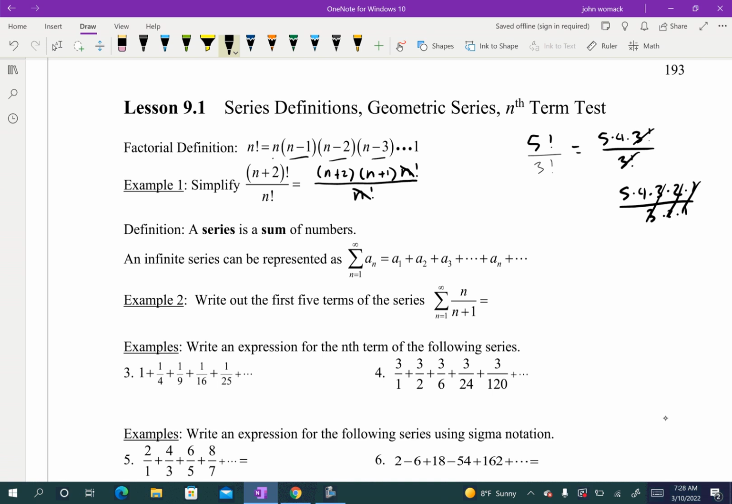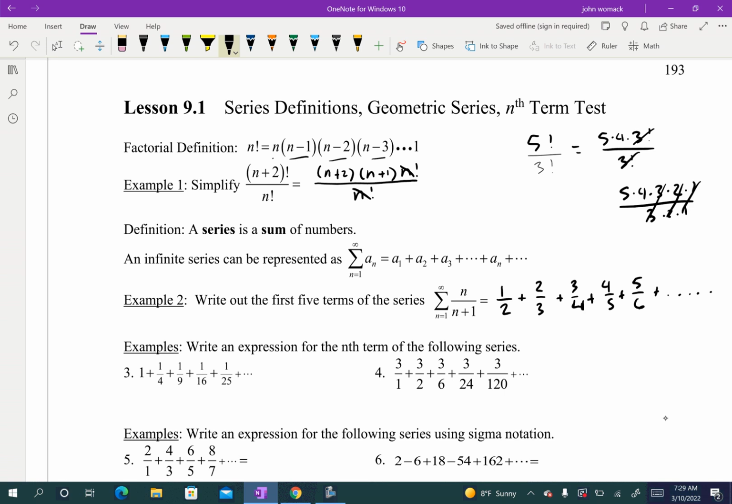Example 2 says write out the first 5 terms of the sequence. If I plug in 1, I would get 1 over 2. If I plug in 2, I'd get 2 over 3. Plug in 3, I get 3 over 4. I plug in 4, and if I plug in 5, and that's going to keep going. It's going to follow that pattern, but it asks us to write the first 5 terms, and that's what we've done.